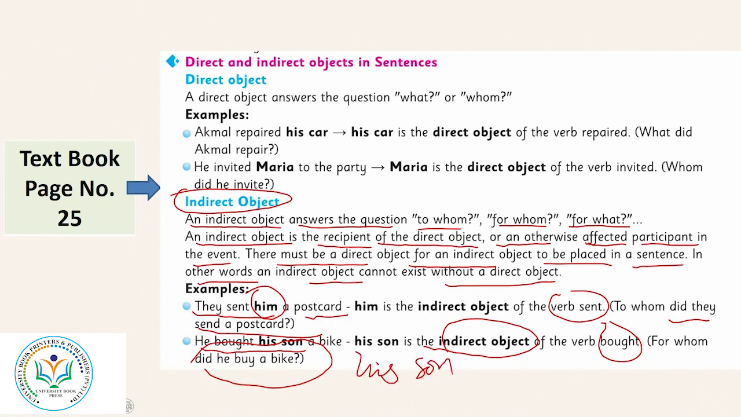To learn this concept, you have to learn this first: to whom, and for what. And for the direct object: what or whom. This is the simple way of remembering both these two concepts.